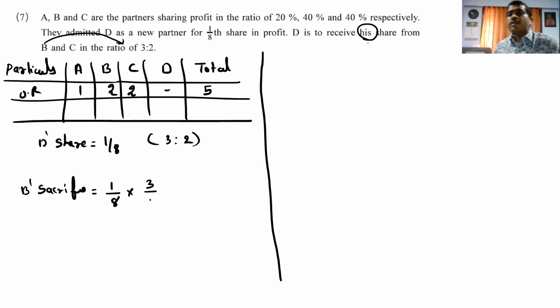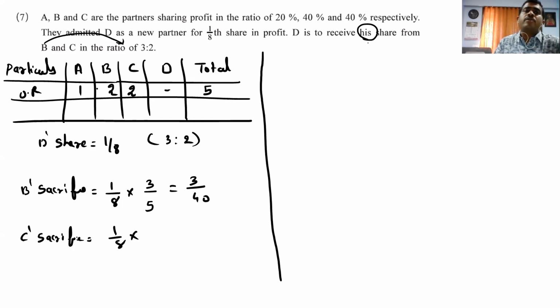What the ratio is given, according to that we have to multiply. So 1 by 8 into 3 by 5. So it comes to us 3 by 40. After B, we can go for C sacrifice. C sacrifice is 1 by 8 into, now what is C sacrificing? C is sacrificing in the ratio of 2. So 2 multiplied by 5. So 2 by 40. Is it clear?